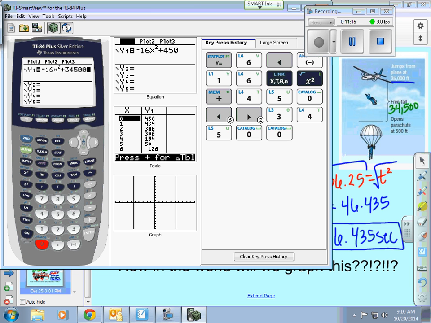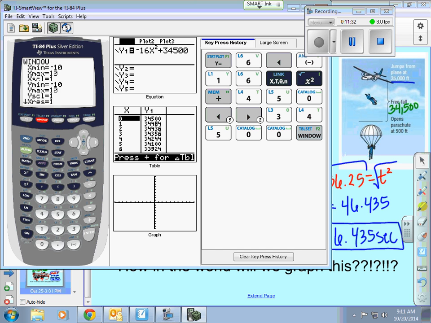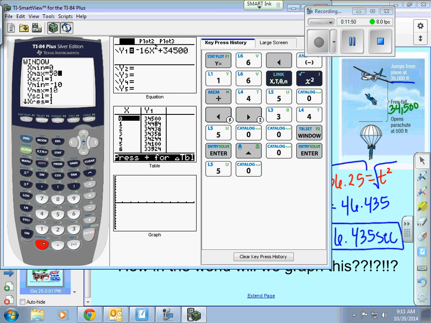But what we probably want to do is look at our window settings first. We know that we have a Y-intercept of 34,500. So I would maybe recommend changing your window. So you go to your window settings. And my X-min, so that's your left and your right. Well, we know that the answer is 46.435. I don't really have negative seconds, so I'm going to go from 0 up to like 50 for my X.